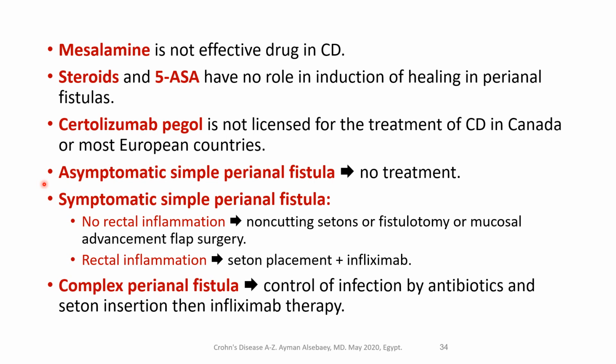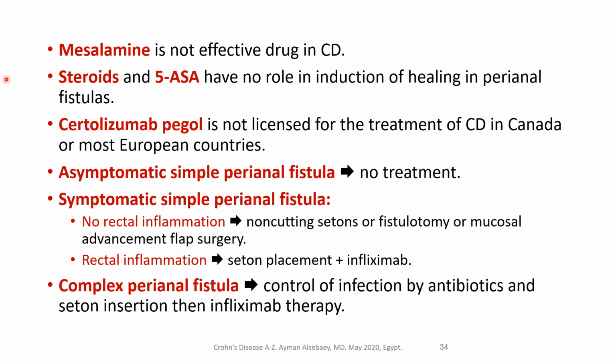Okay? If we have perianal fistula, we should ask ourselves, is it simple or complex? If it is simple and asymptomatic, there is no discharge from it, there is no treatment, simply. If it is symptomatic, there is discharge from it, look to the inflammation of the rectum. If there is rectal inflammation, we will behave with it as if it is complex perianal fistula. If there is no rectal inflammation, it will need only just non-cutting seton or fistulotomy. Okay, this slide is very important.